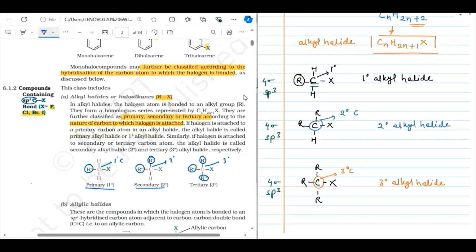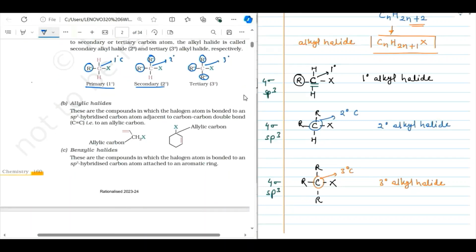Now come to another class in which the carbon to which halogen is bonded is sp3 hybridized. And it is allylic halide. These are the compounds in which halogen atom is bonded to an sp3 hybridized carbon atom adjacent to the carbon-carbon double bond, that is allylic carbon.